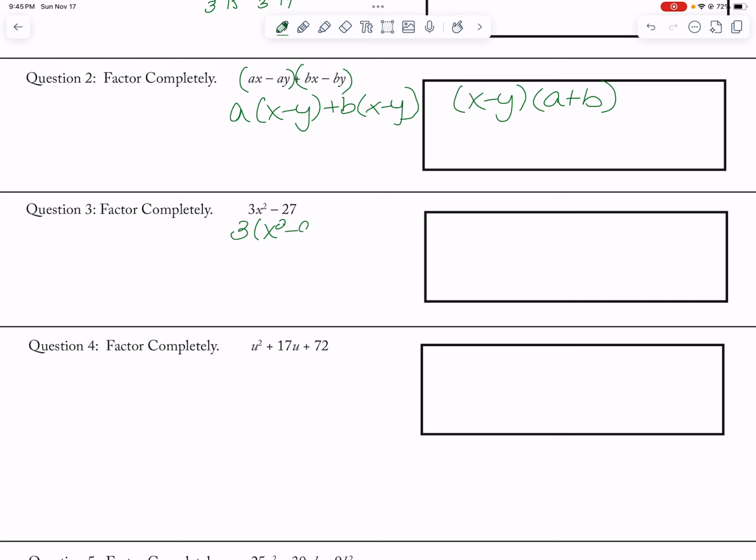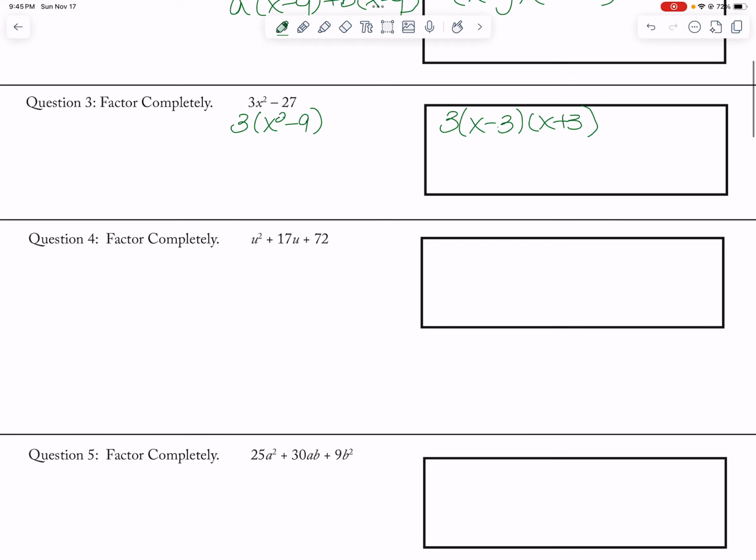3x squared minus 9. So then this is 3. It's a difference of squares. So x minus 3, x plus 3. 72 and 17. So that's 9 and 8. So u plus 9, u plus 8.